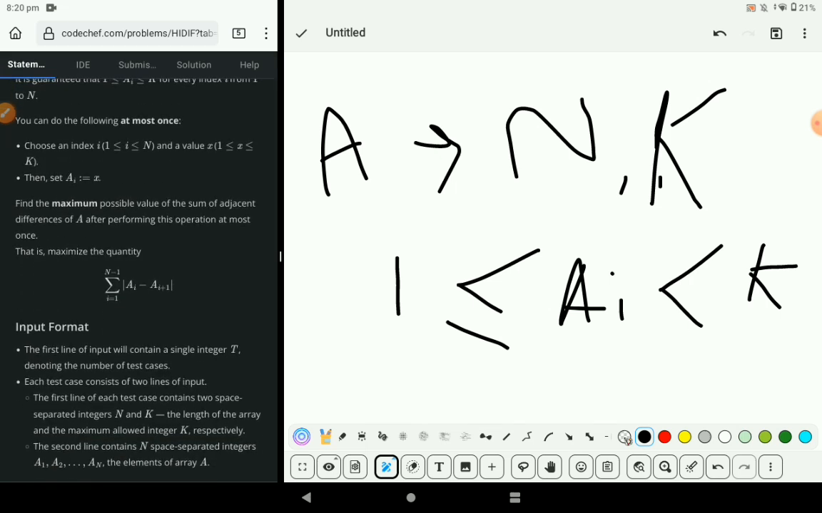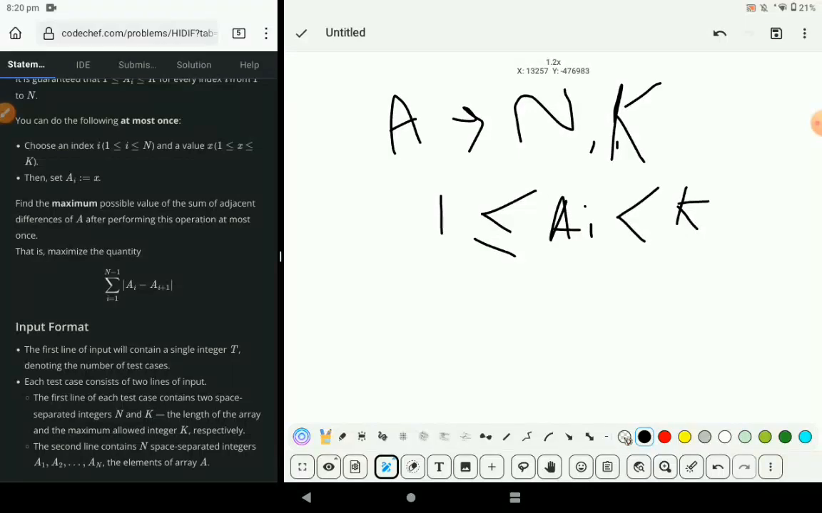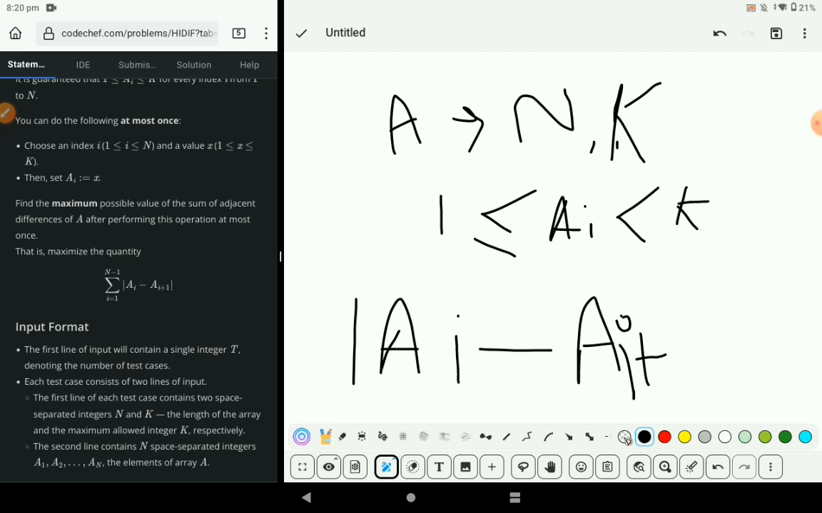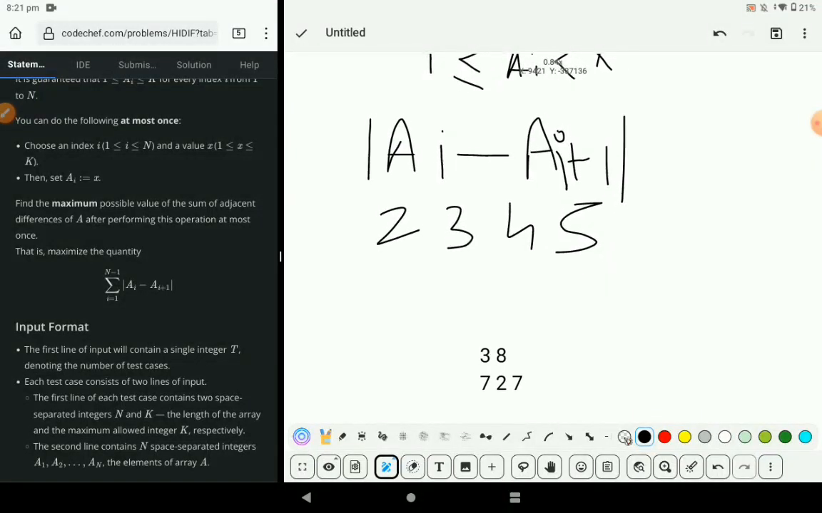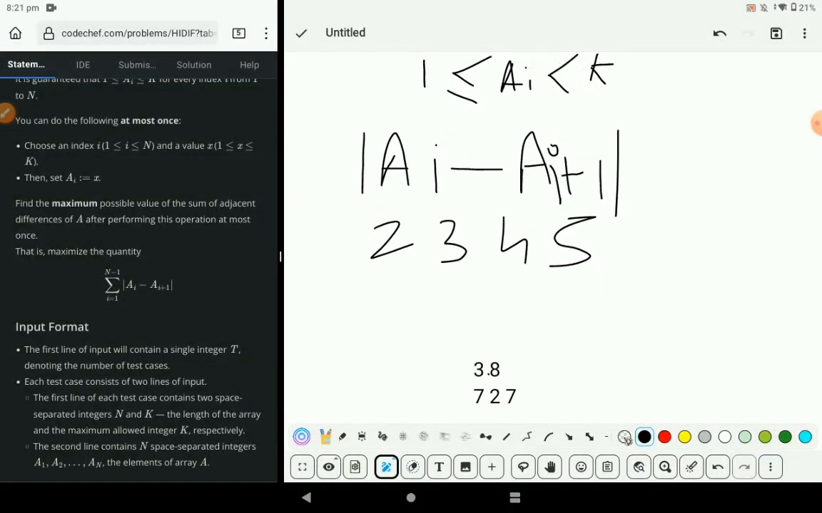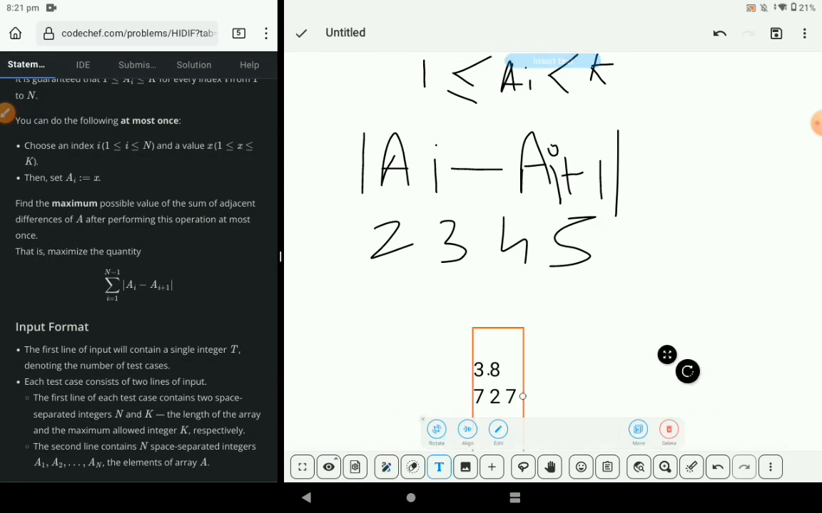What we have to do is set the value x. We have to set the value of an element of A to x and make the difference of the adjacent elements. This we have to do. For example, let's take an example 2 3 4 5. We have been given this example.